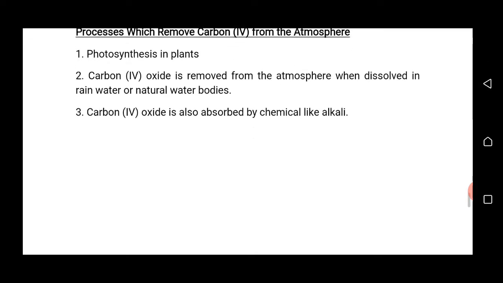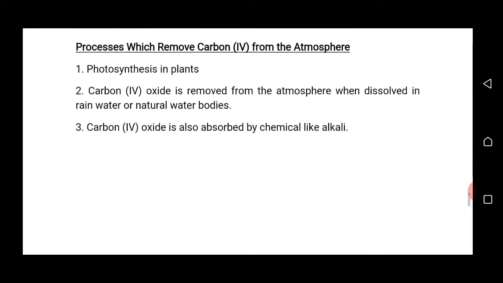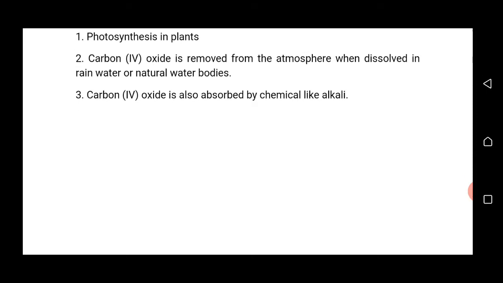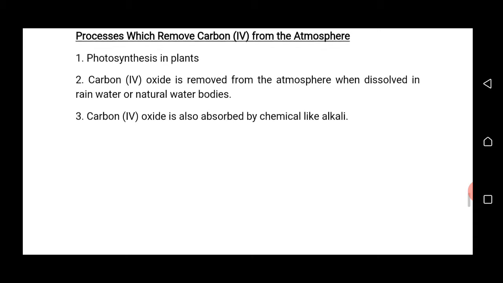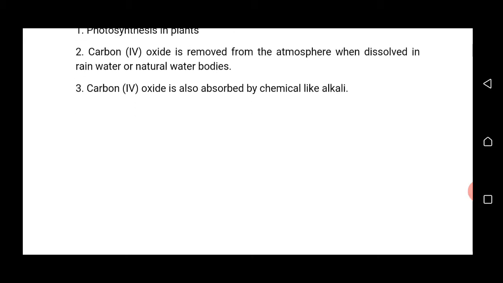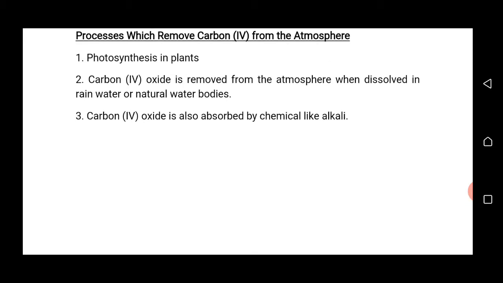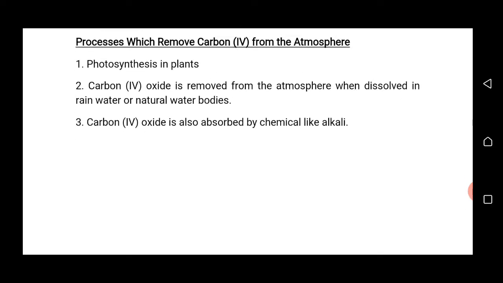We are going to stop here. Inshallah, in our next class, we are going to look at the another oxide of carbon, that is carbon dioxide.